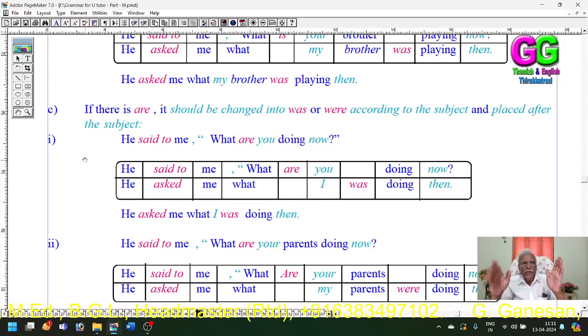Then, regarding are, if there is are, the are can be changed either to was or were, as we did regarding am. If the subject of the indirect sentence is singular, are should be changed into was and placed after the subject. If the subject of the indirect sentence is plural, then the are should be changed into were and placed after the subject. That's all.